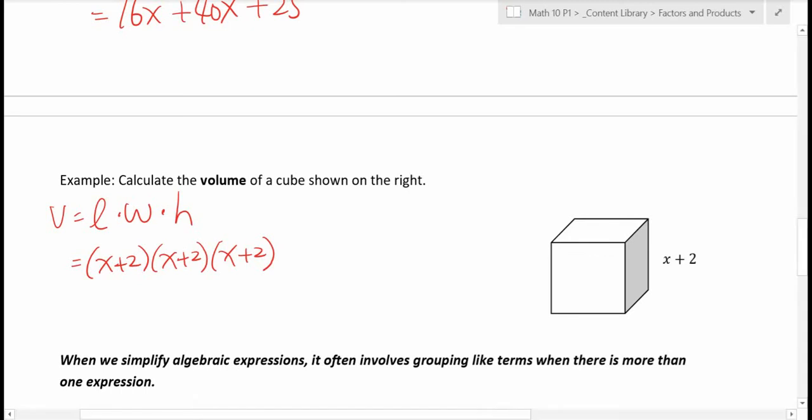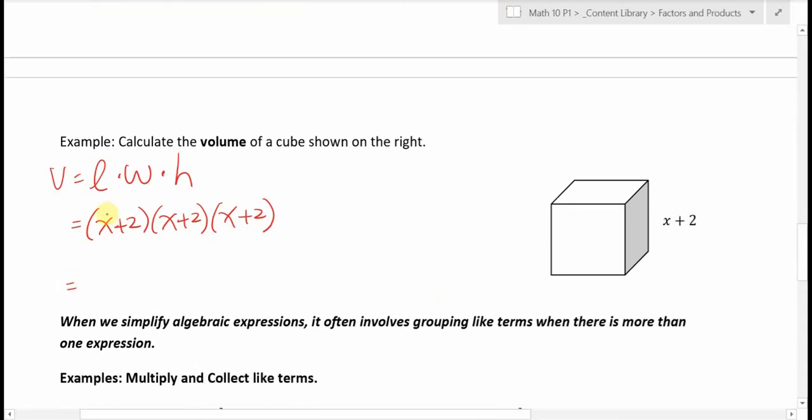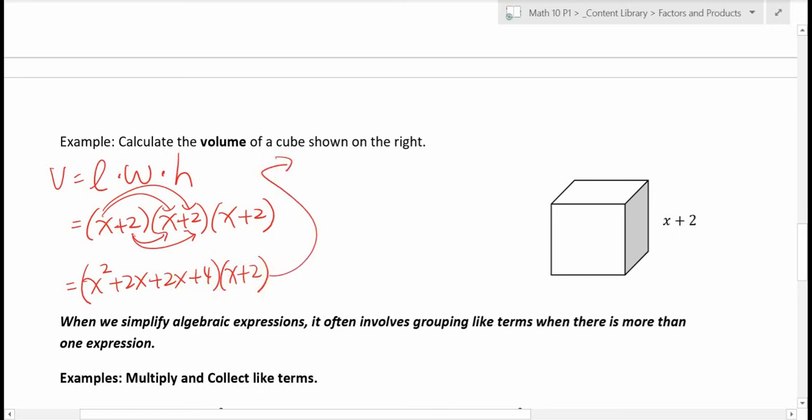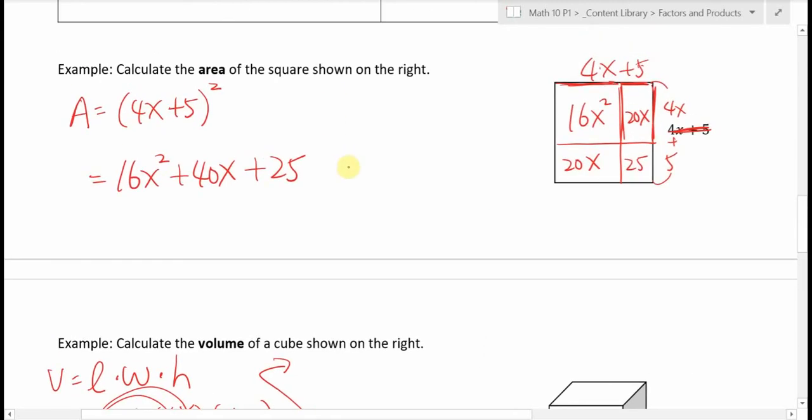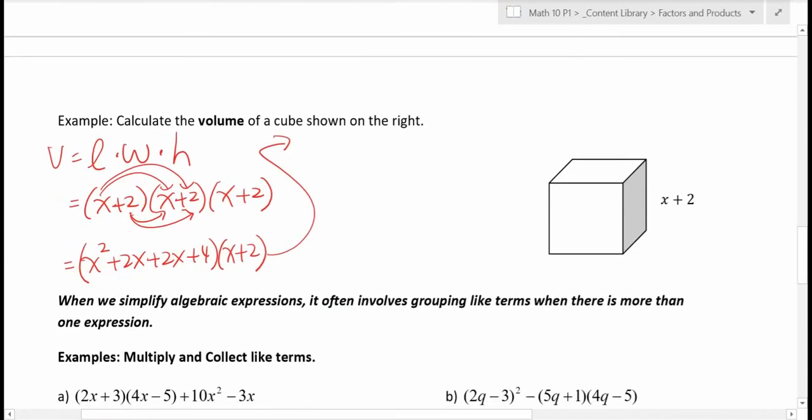This time I will use the FOIL method. So it's going to be x times x, x times 2, 2 times x, 2 times 2. And I'm just going to copy that down. Okay, and now from here we can combine. Actually, you know what? Before I move on, I should always have the unit, right? Unit squared, because it's area. Now it doesn't tell you if it's meters, centimeters, or whatnot, so I'm just going to put unit squared. Okay, come back here. Now we're going to collect like terms here. That's going to be x squared plus 4x plus 4 times x plus 2.